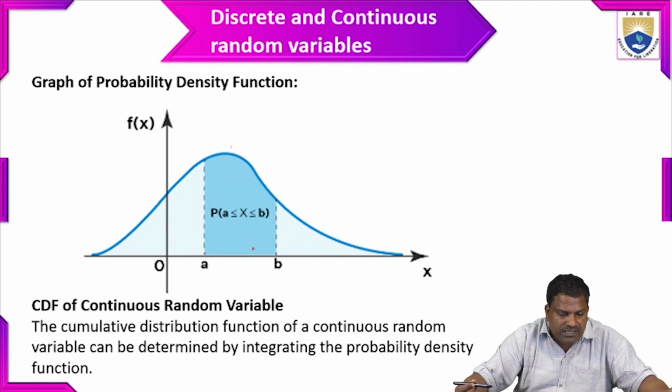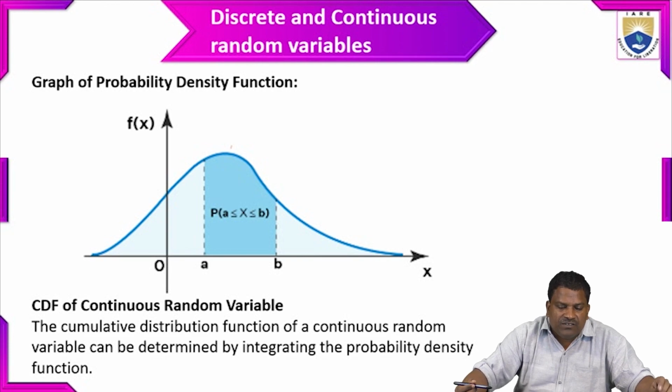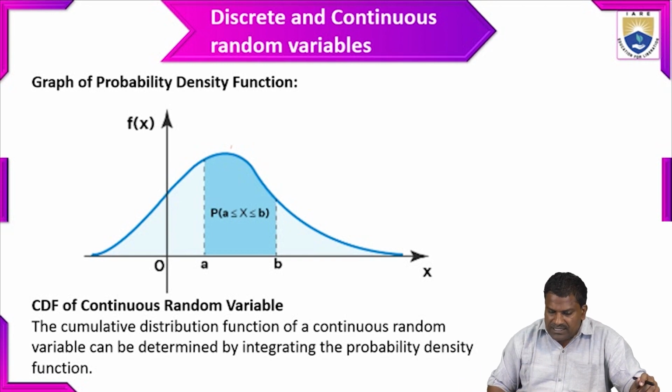Graphically we can represent it. Now the cumulative distribution function of a continuous random variable. The cumulative distribution function of a continuous random variable can be determined by integrating the probability density function, as we discussed earlier.